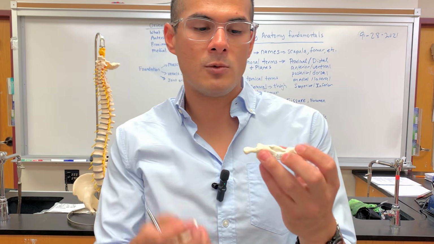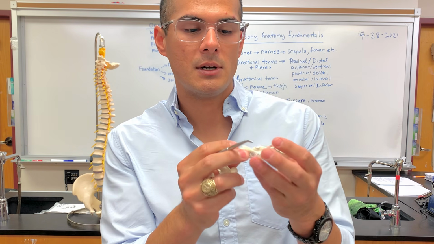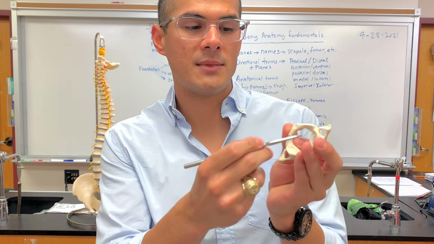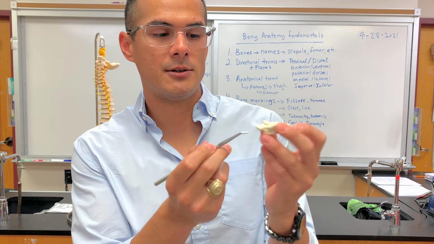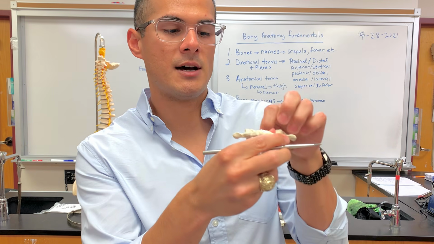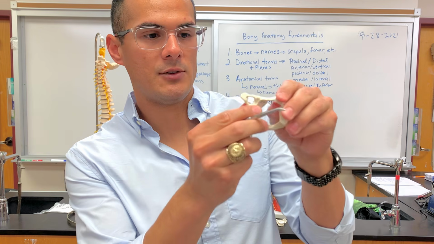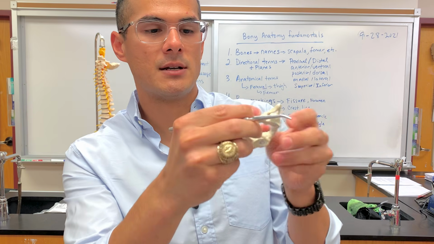Okay, so let's go over the parts. So for C1, both of these are facets. These are the superior ones. And then the ones on the bottom, these are inferior. So then you also have these tubercles. So this is an anterior one. This is a posterior tubercle. And then this is the notch here. So if you can see it, that's number 46. So 46 is the notch.